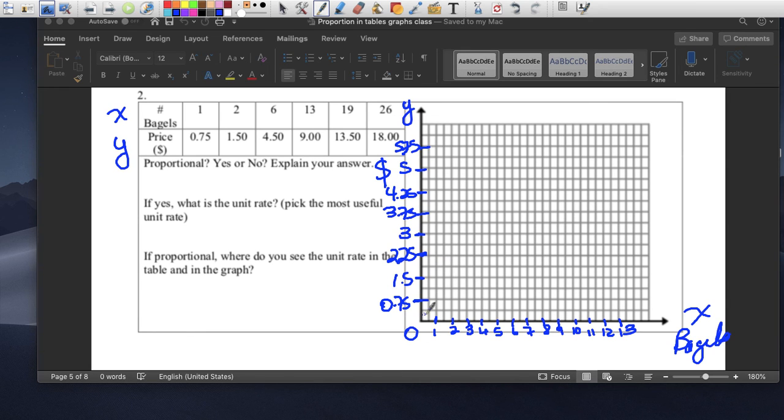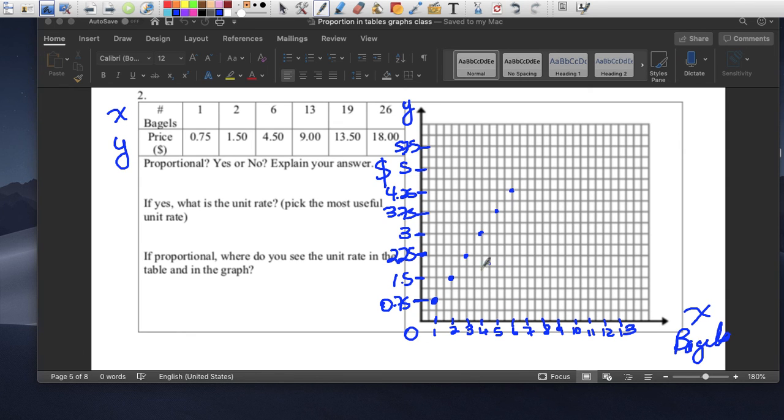So now my scale is equal here on the y-axis. So 1 bagel is going to cost me 75 cents. So I'm going to put my dot right here. 2 bagels is going to cost me, and careful here, $1.50. 6 bagels is going to cost me $4.50, but I can put the 3 one. The 3 is going to cost me $2.25. 4 is going to cost me 3. 5 is going to cost me 3.75. 6 is going to cost me 4.25.